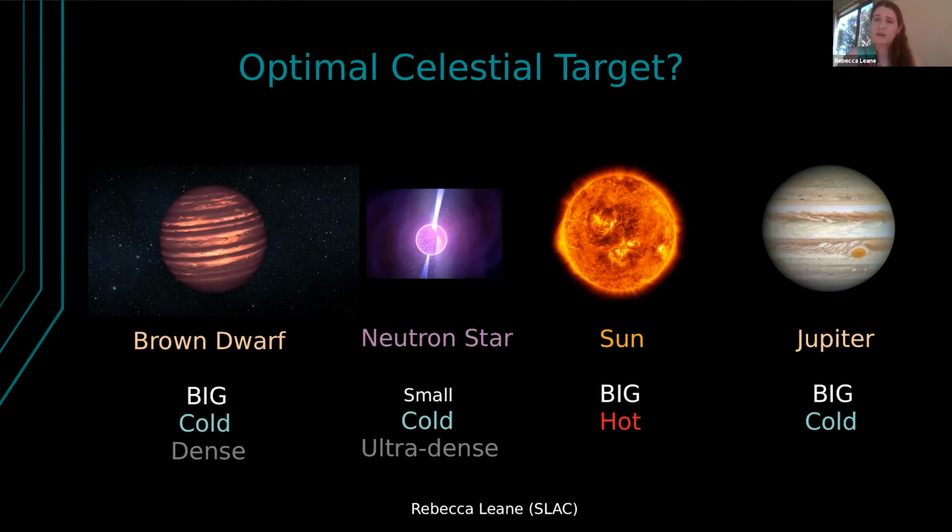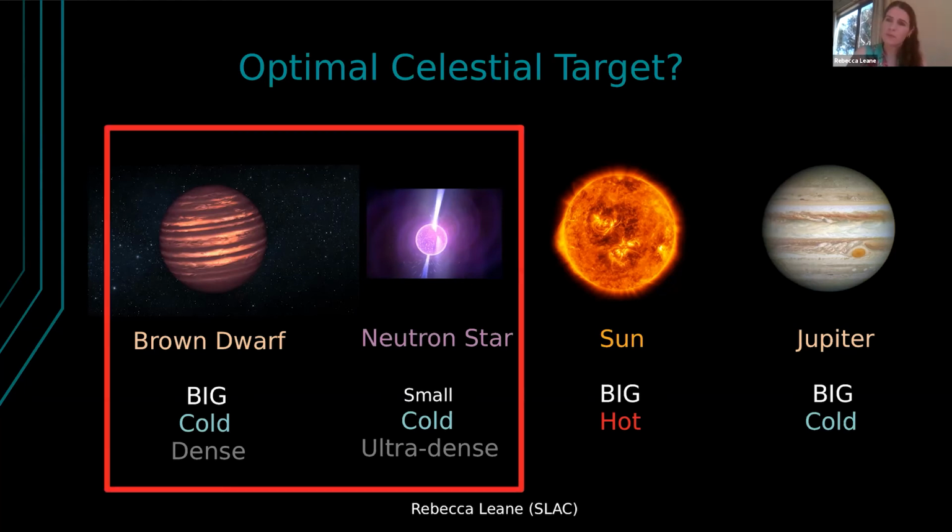We can also think about neutron stars. They're very small, but they're cold and ultra dense. These are extremely dense objects, which means you get great reach in the scattering cross-section sensitivity. We can also think about things in the solar system, like the sun and Jupiter. I'll tell you about those in a second, focusing first on the things that we think are going to give us the best reach in scattering cross-section and mass combined, so brown dwarfs and neutron stars.